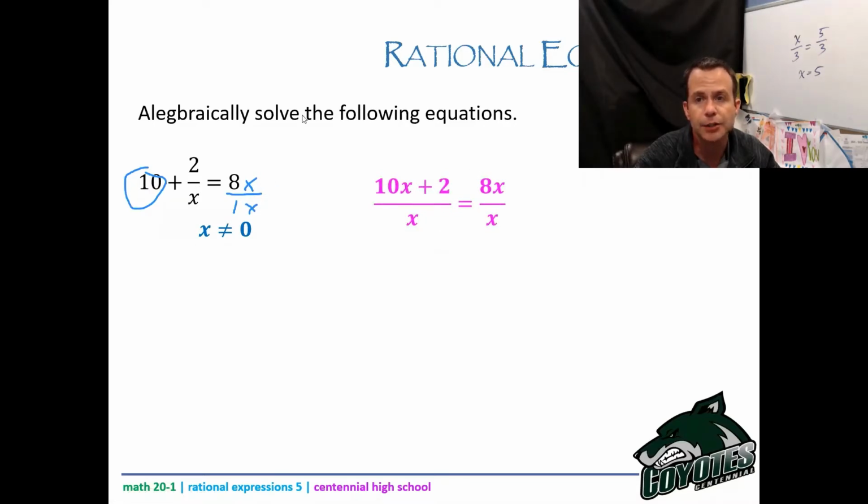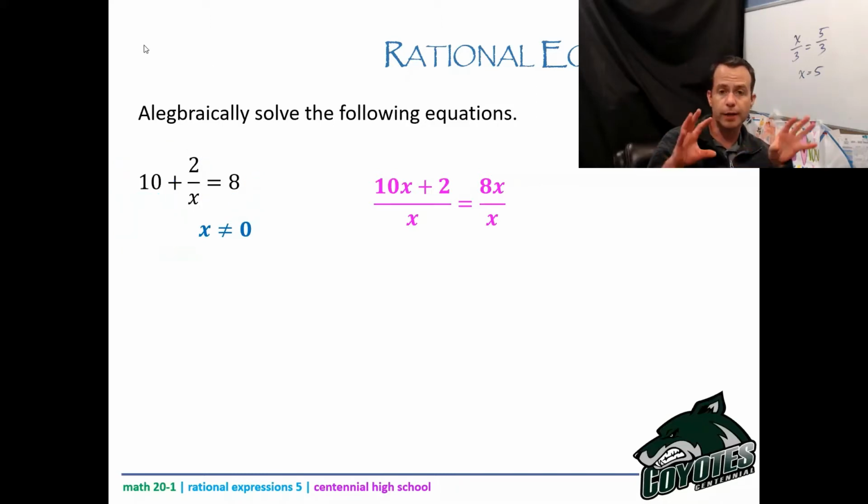So again, I don't want to lose you on my first example. So just for clarification, that was 10 over 1. I went x over x. So now right here, I have a common denominator, right? They're all over x, so I can just say 10x plus 2 all over x. That's where that comes from, okay? All right, equals 8x over x. I have a common denominator and one fraction on each side. I can just pull out the numerators.